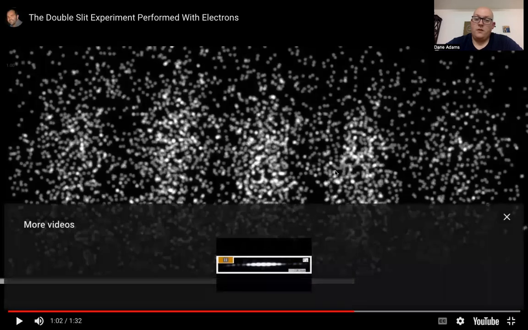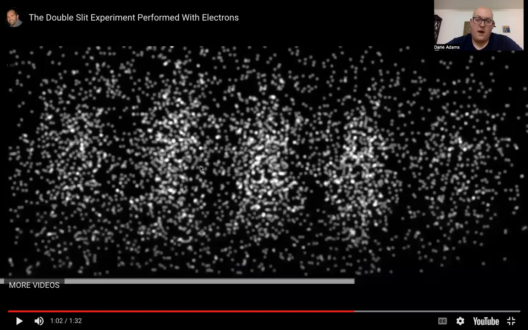Go ahead and pause it right there. Turn to your partner. What pattern do you see here? Hopefully, you at least thought in your mind, but even better if you said it to the person next to you. This is also an interference pattern.